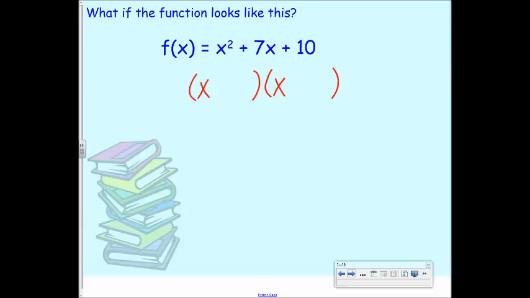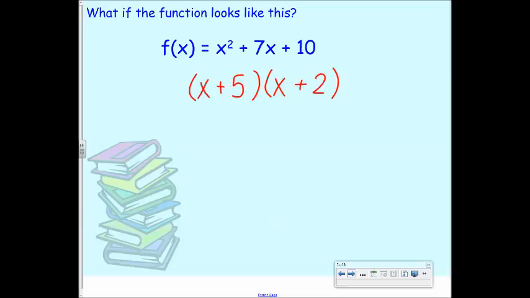Now how do I figure out what goes here? You look at the c. Yeah, we look at the c. What multiplies to c that adds up to b? And remember, this one's easier because this doesn't have a number in front. So what multiplies to 10 that adds up to 7? 5 and 2. And both of them would be what? Positive. So 5 and 2.